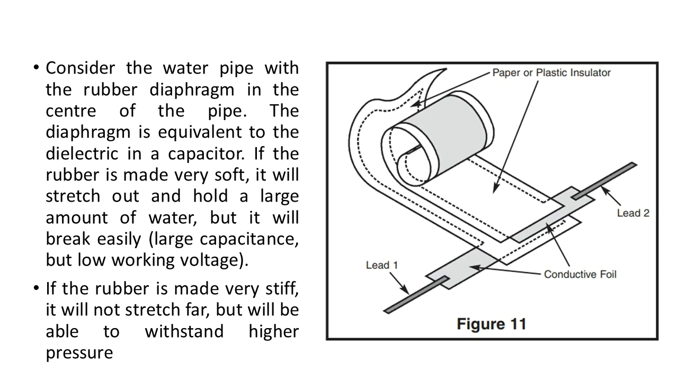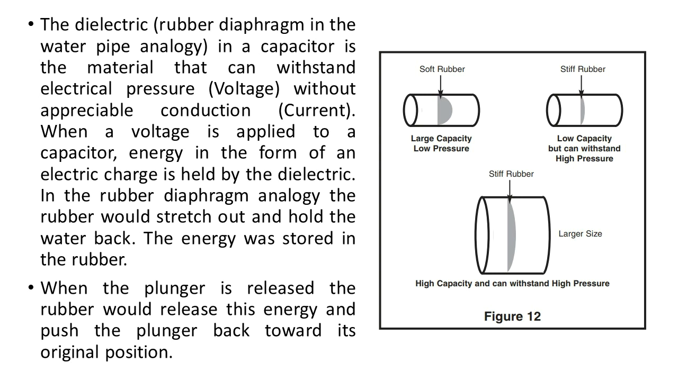Consider the water pipe with the rubber diaphragm in the center of the pipe. The diaphragm is equivalent to the dielectric in a capacitor. If the rubber is made very soft, it will stretch out and hold a large amount of water, but it will break easily. If the rubber is made very stiff, it will not stretch far, but will be able to withstand higher pressure. The dielectric in a capacitor is the material that can withstand electrical pressure without appreciable conduction.